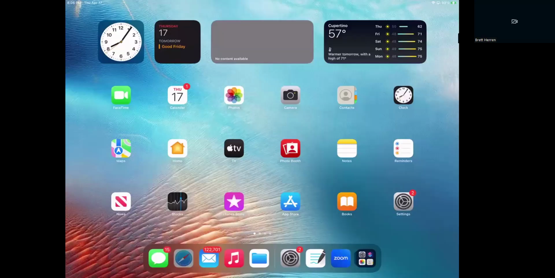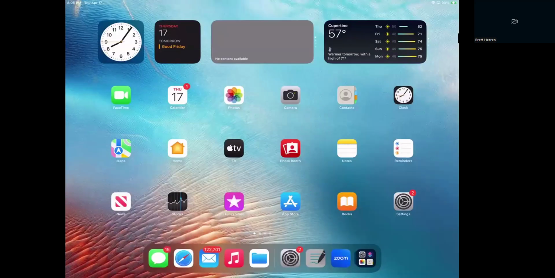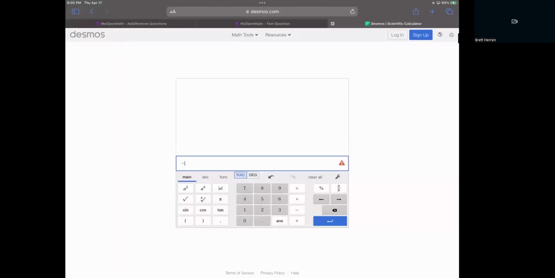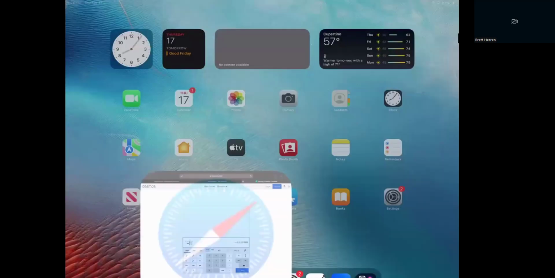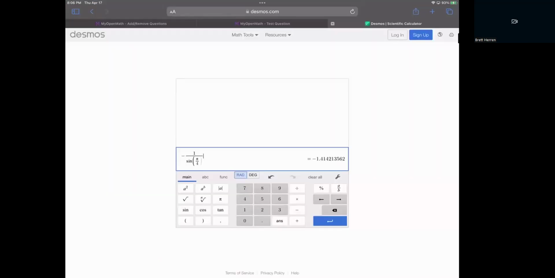Or you could type in cosecant probably. Let me see if I can do that. Oh, Desmos, I don't remember, honestly. I'll try the minus cosecant pi over 4. Oh no, there's no way to do it. Minus 1 over sine pi over 4. Okay, there we go. Minus 1 over sine pi over 4 plus 1 over sine pi over 6. Boom, there we go.